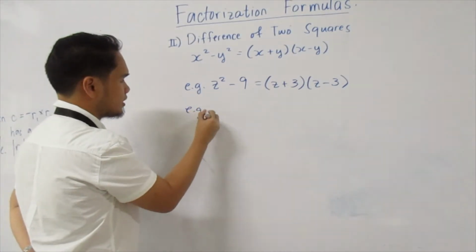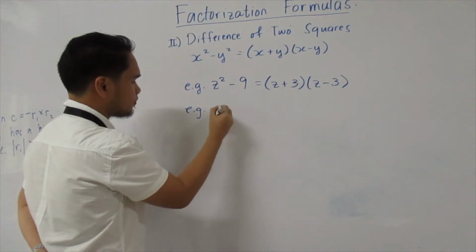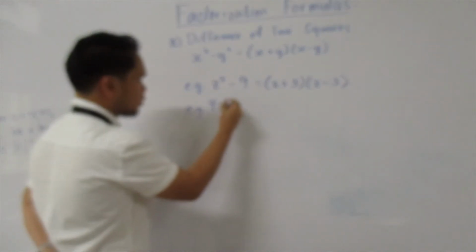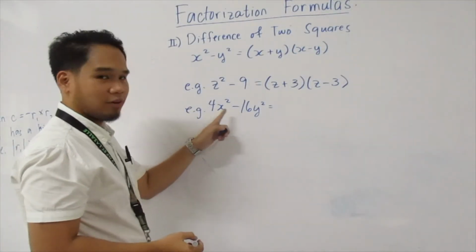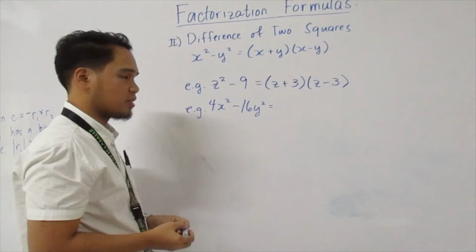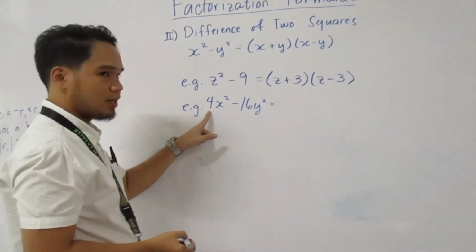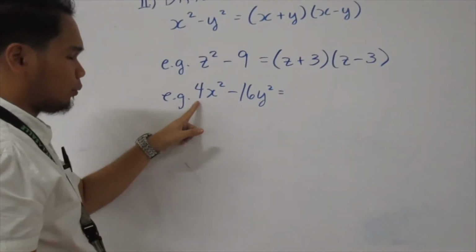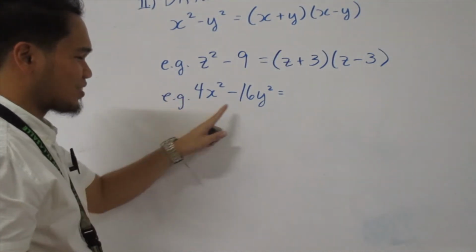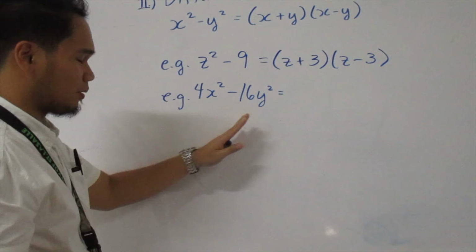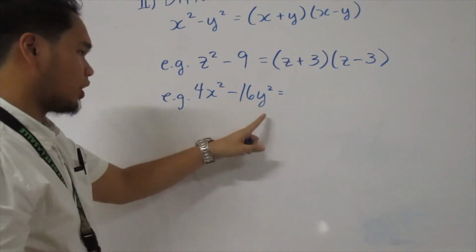Okay, more examples. Say you have 4x squared minus, say, 16y squared. So you must make sure that both the terms, including the coefficients and the variables, are perfect squares themselves. So you can see 4 is a perfect square of 2. The square root of 4 is 2, that's it. Square root of 16 is also 4, so they're both perfect squares, including the variables.